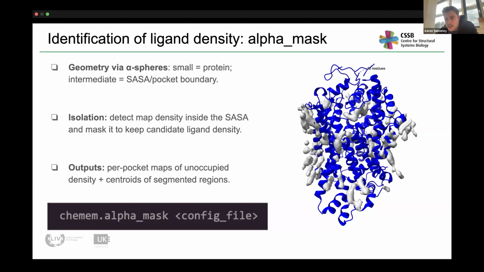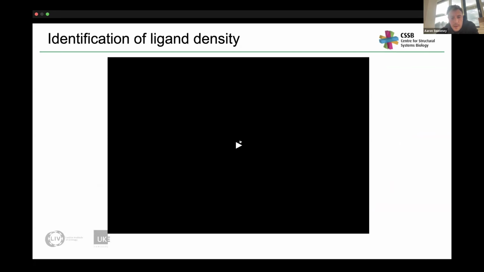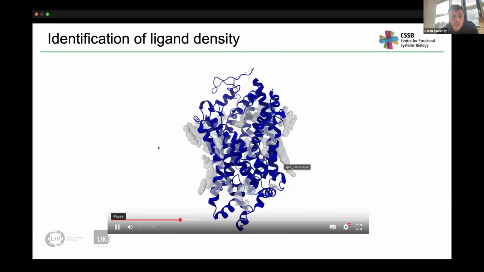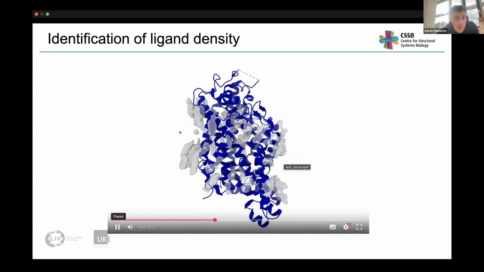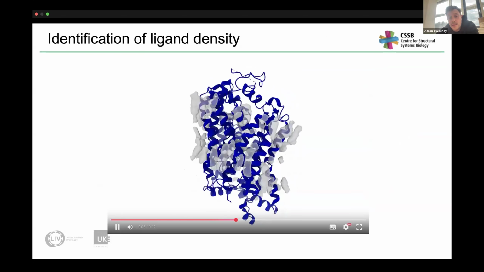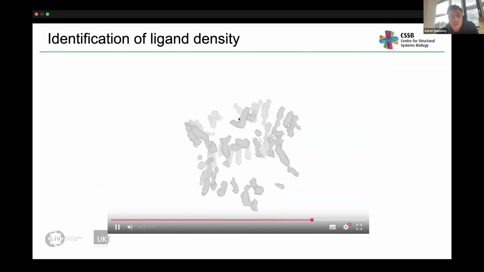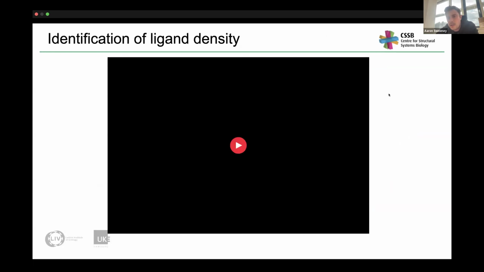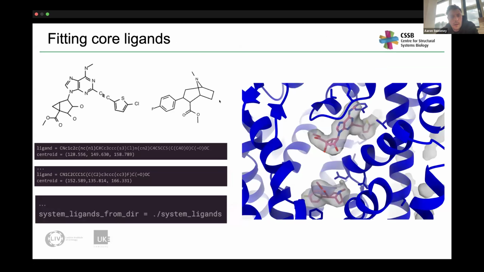And the output is, as you can see here, a load of discrete densities which may or may not correspond to different ligands. And I have a video so you can see it slightly better. As you can see, around the outside, there are loads of membrane-looking densities. And within the core, you can see there's 2 discrete densities that have been segmented, which look fairly ligand-like. So we started in the core.